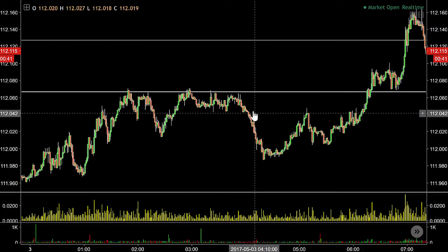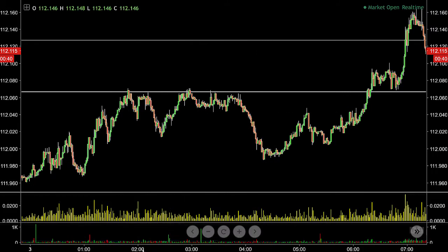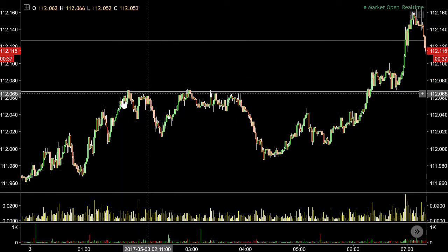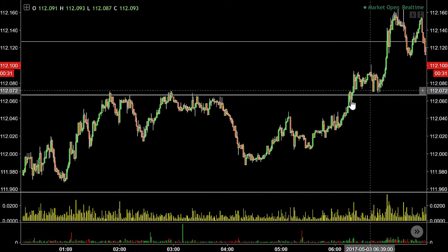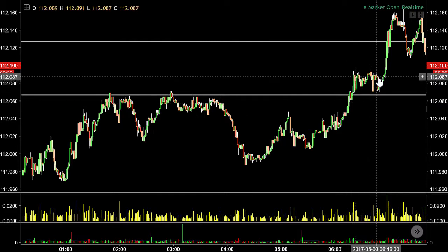Early in the morning, it's probably about 10 o'clock Japanese time, so the Japanese are trading this. There's a resistance level there, and then look how it then becomes support. We break through, it comes back and retests.